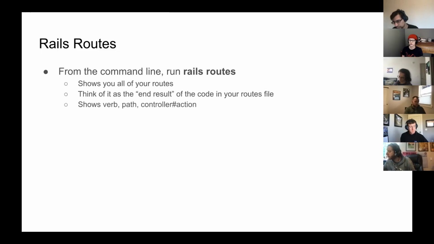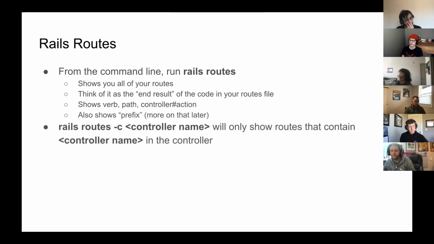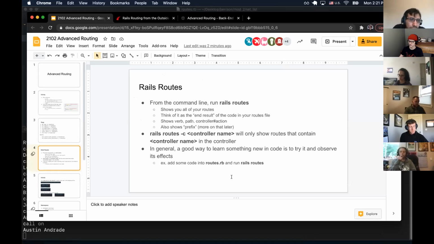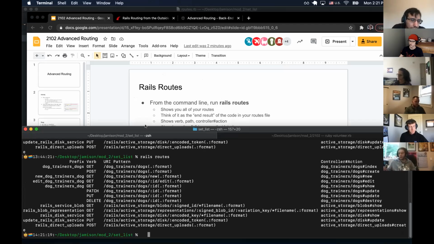This will show the verb, path, and the controller with the controller action, as well as the prefix. More on that later. And then you can also give it the flag of -c with a controller name to just return the routes that have to do with a certain controller. So let me actually exit out of this and do a couple of these.